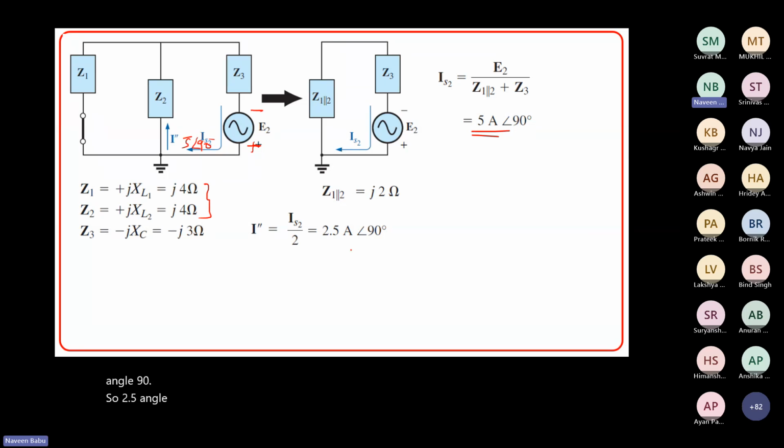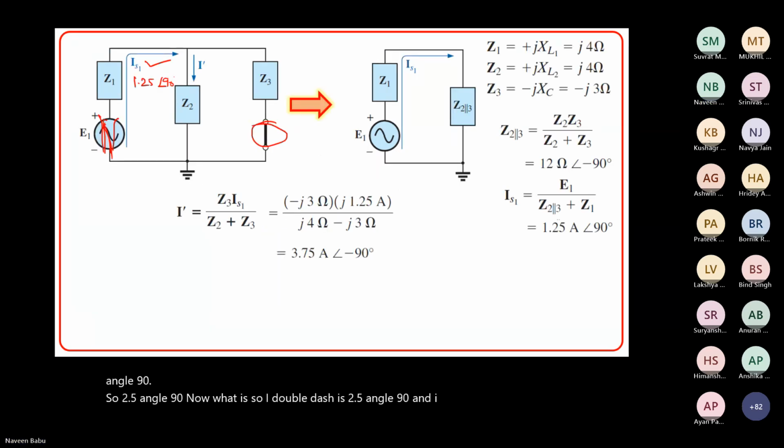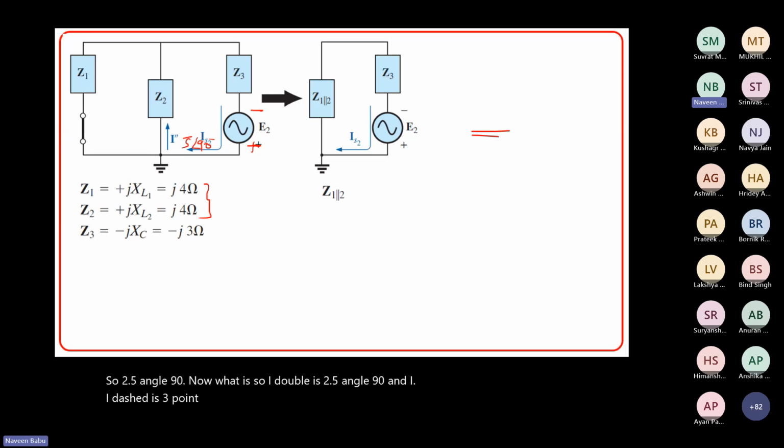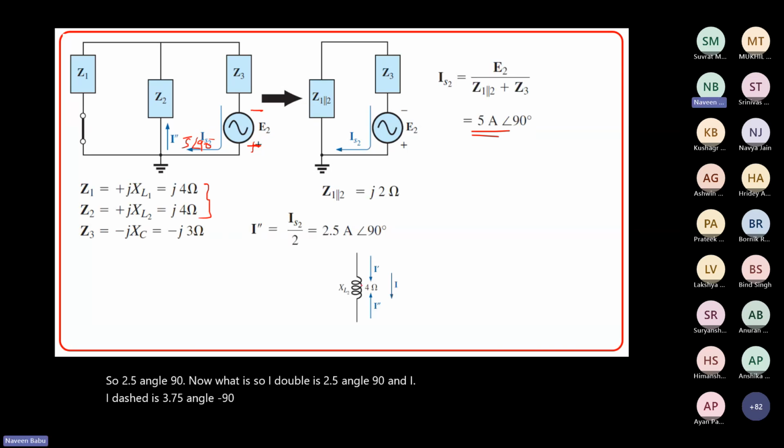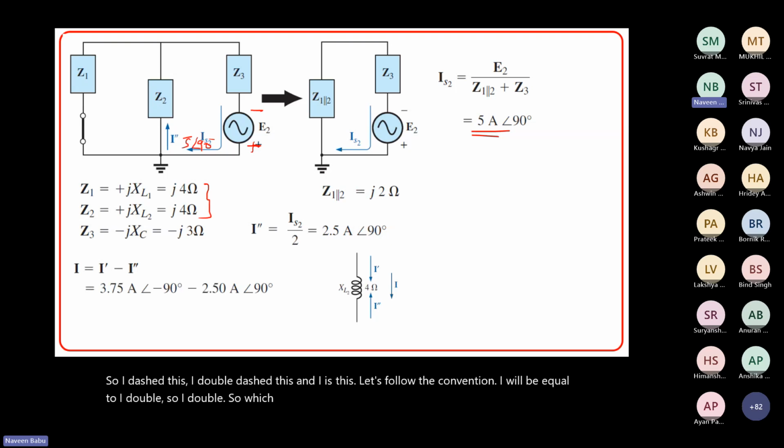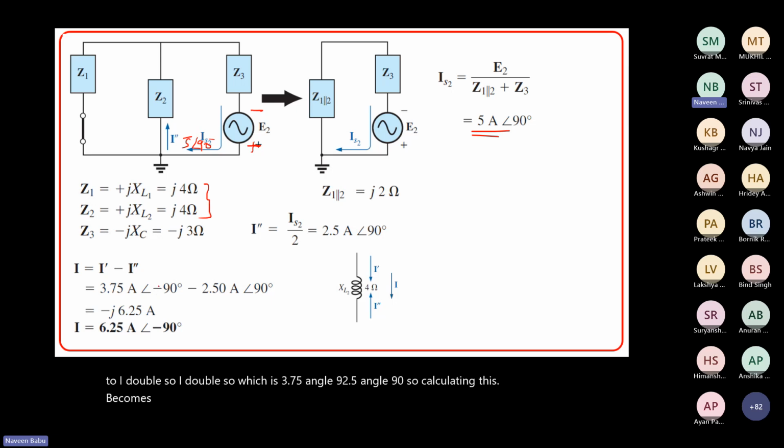So I double dash is 2.5 angle 90, and I dash is 3.75 angle minus 90. Let's follow the convention: I will be equal to I dash minus I double dash, which is 3.75 angle minus 90 minus 2.5 angle 90. Calculating this becomes 6.25 angle minus 90, right? So this is how you calculate the current across a particular element using superposition theorem.